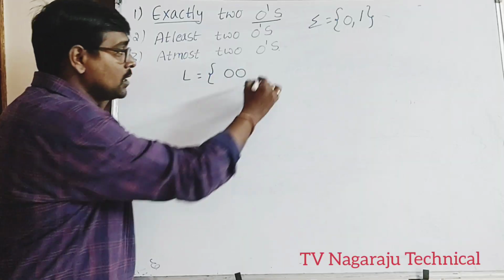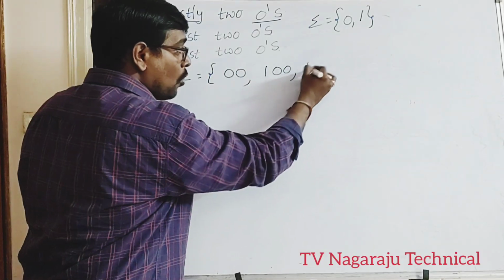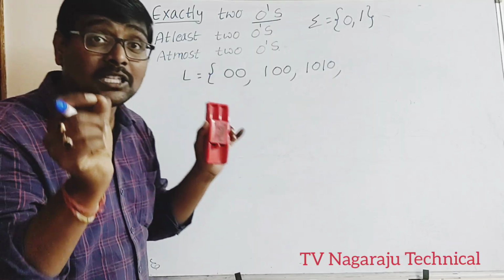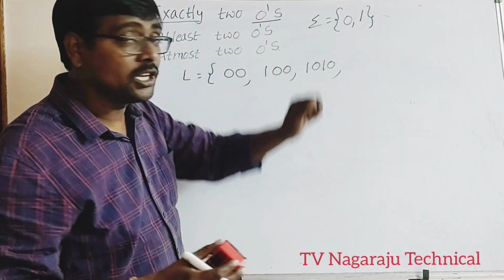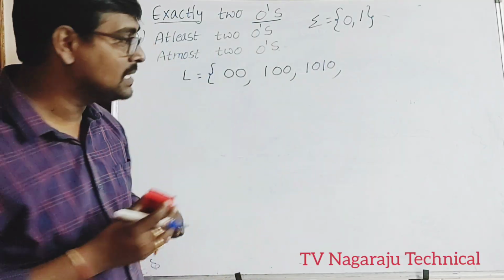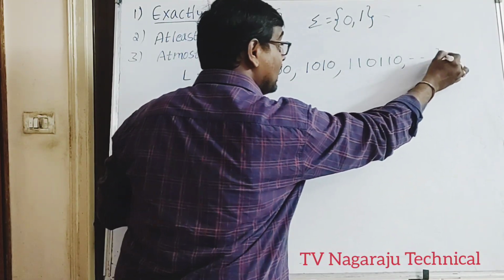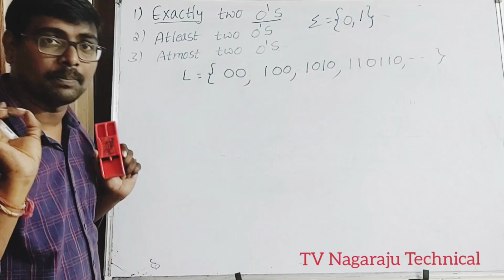0, 0. Suppose 1, 0, 0. 1, 0, 1, 0. Here there is no condition of consecutive. In the entire string, two zeros are present. That is the thing. For example, 1, 1, 0, 1, 1, 0. Like this, these strings are accepted.